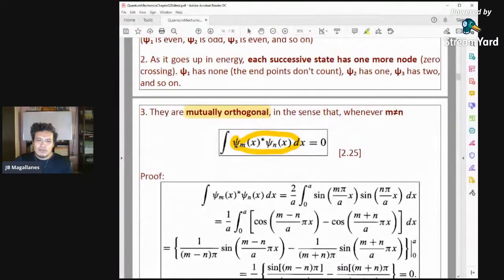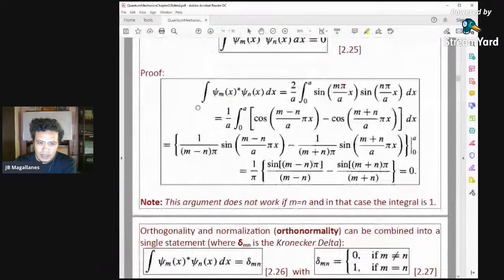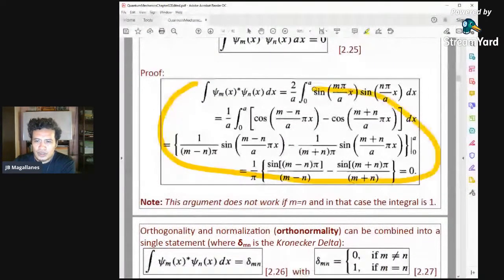The dot product of phi m and phi n is represented by the integral of phi m star, or conjugate of phi m, times phi n of x dx. They are mutually orthogonal because this integral gives you 0 unless m is equal to n. But for m not equal to n, that is equal to 0. This is the proof. I'll just go through the proof very quickly.